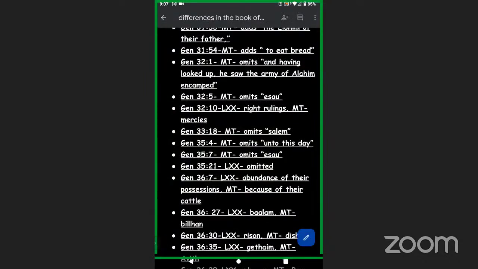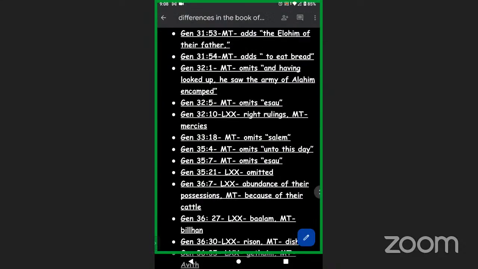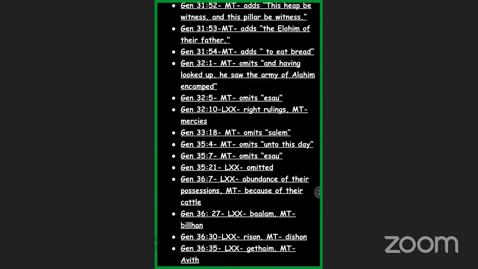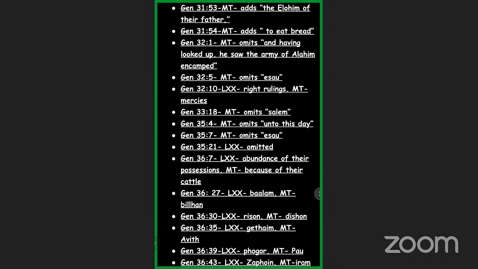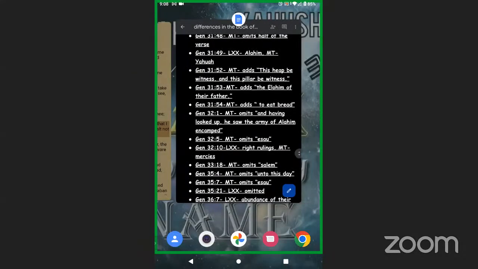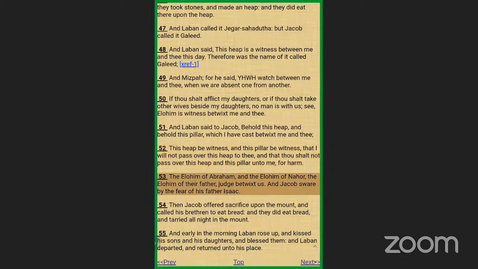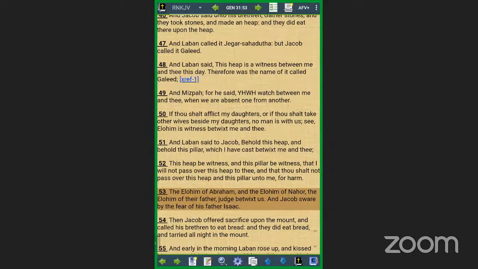Let's see here. So now we're up to Genesis 31, verse 53. Or no, 54. 53. Yeah. Okay, so 53 says, Masoretic text adds the Elohim of their father. Okay, so let's look at that really quick. Masoretic text says here, the Elohim of Abraham, the Elohim of Nahor, the Elohim of their father.